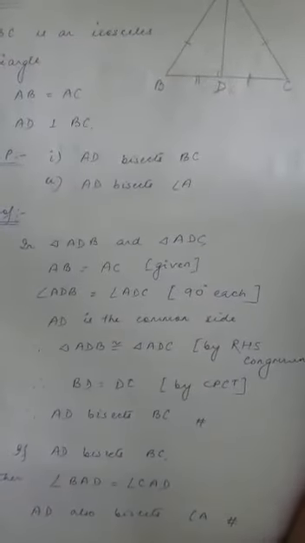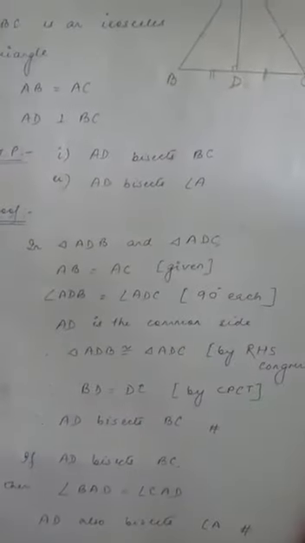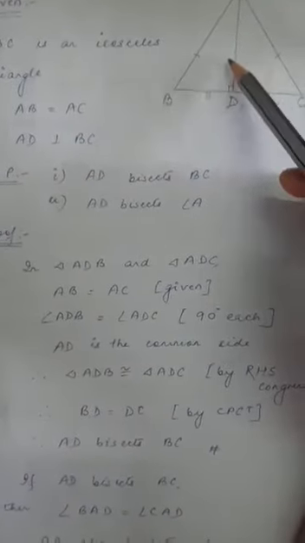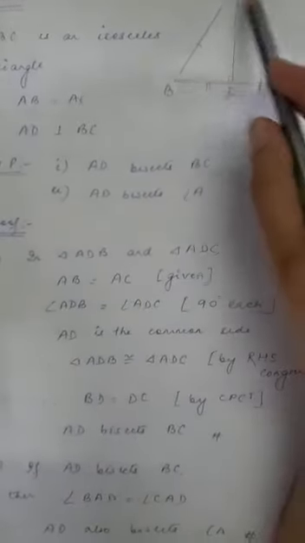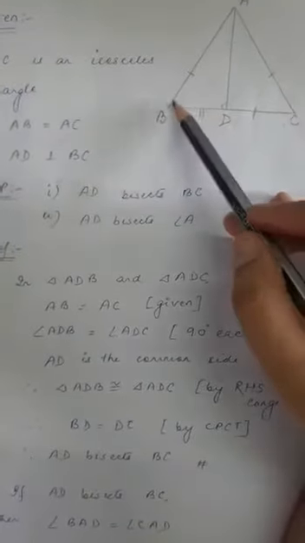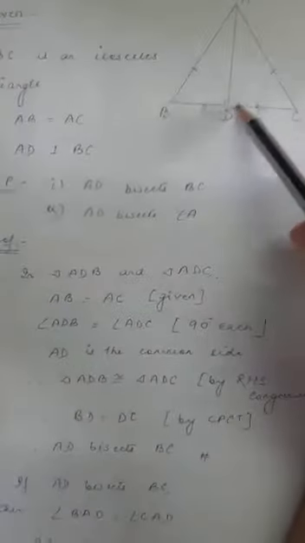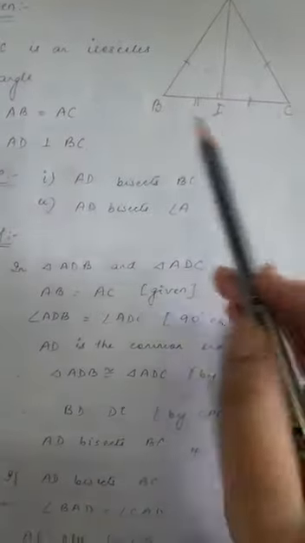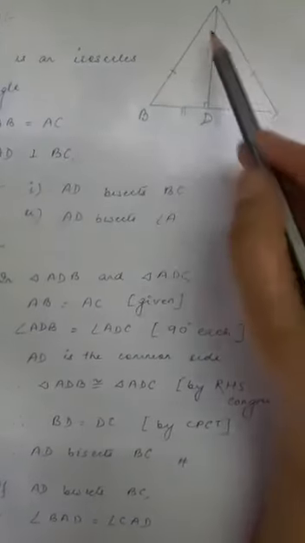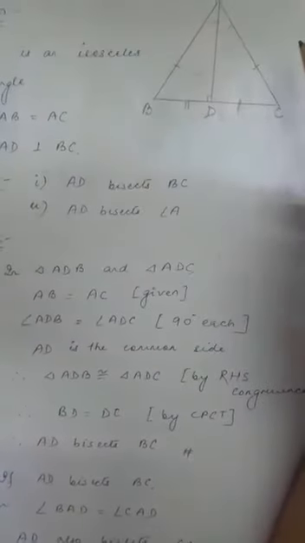Right. Next, number 2 is that AD bisects angle A. If AD bisects angle A, then we need to prove that angle BAD is equal to angle DAC. Since the triangles are congruent, we can also say that angle BAD is equal to angle DAC by CPCT. Since these two angles are equal, we can say that AD bisects angle A.